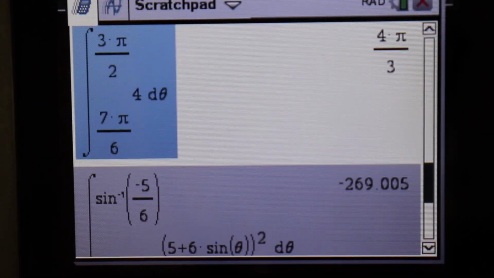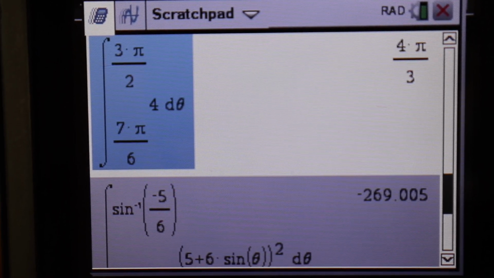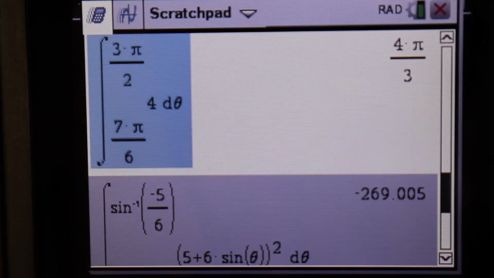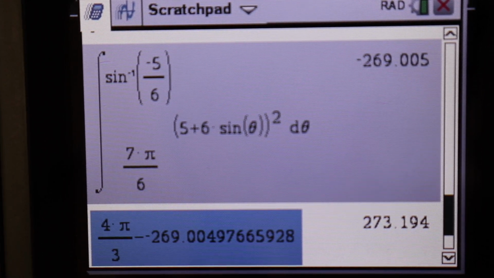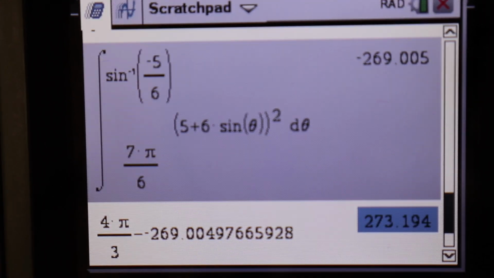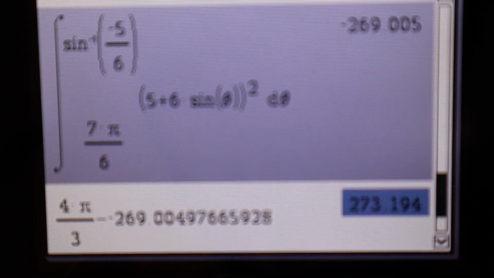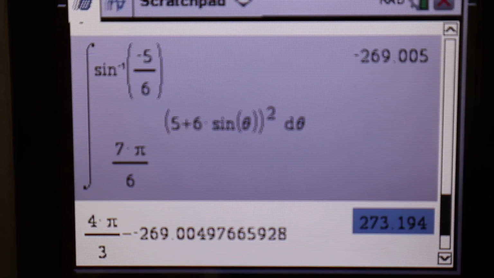This expression isn't solvable by hand, so just plug in the integrals into the calculator. The blue area gives you 4 pi thirds, and the pink area is about negative 296.005, but you can store the exact value in the calculator. 4 pi thirds minus negative 296.005 gives you an estimated value of 273.194, so this is your final answer.